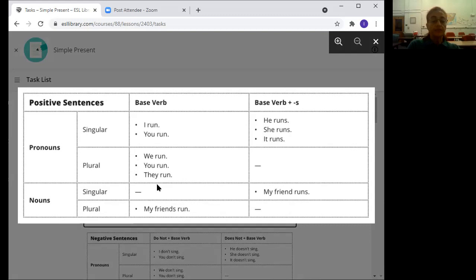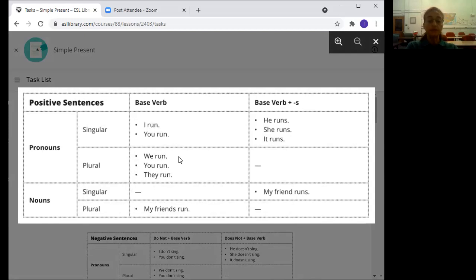your verb will be just the base form. For example, I run, you run, we run, they run. And notice that you singular, one person, and you plural, two or more people, are the same pronoun and the same verb form. So you will say you run.